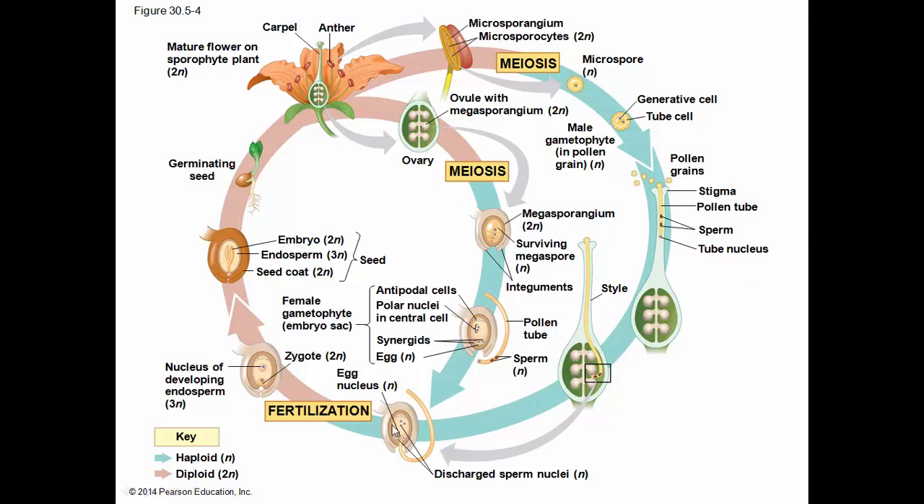This is where the discharged sperm nuclei come down into the ovule, and it fertilizes one of these synergids. Double fertilization occurs. One sperm fertilizes the egg, forming a zygote, and the other sperm fertilizes the central cell, forming the endosperm, which is, in this example, triploid.